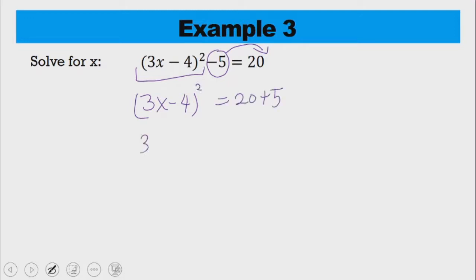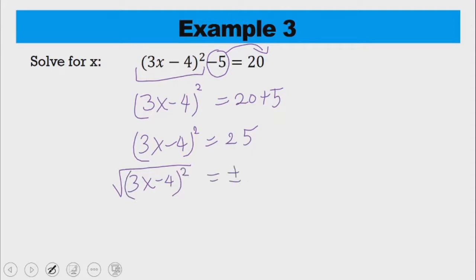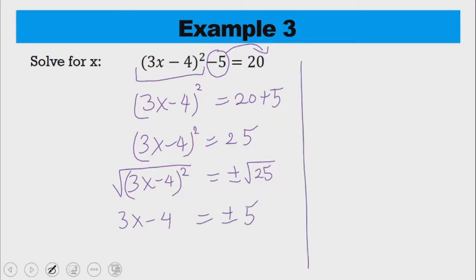Okay. So that means (3x - 4)^2 = 25. In this case, because we've already isolated the square, you take the square root of both sides. So the square root of (3x - 4)^2 is going to be plus or minus the square root of 25. So this will reduce to 3x - 4 = ±5.